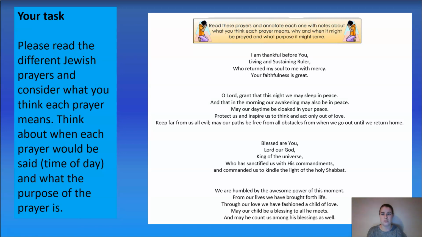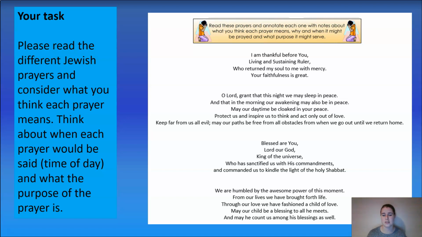Now, I've typed these up for you this time round in the hope that they aren't as fuzzy for you to print, if that's what you want to do. What I want you to do is read each of the prayers. I want you to read them out loud to yourselves and then read them to yourselves in your head to really understand what it is that you've read. And I want you to think about what each prayer means.